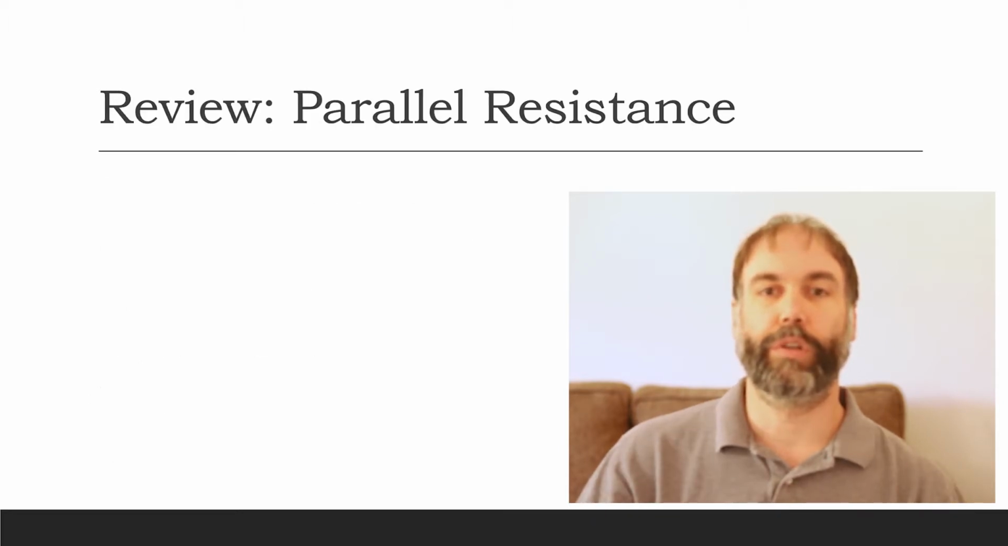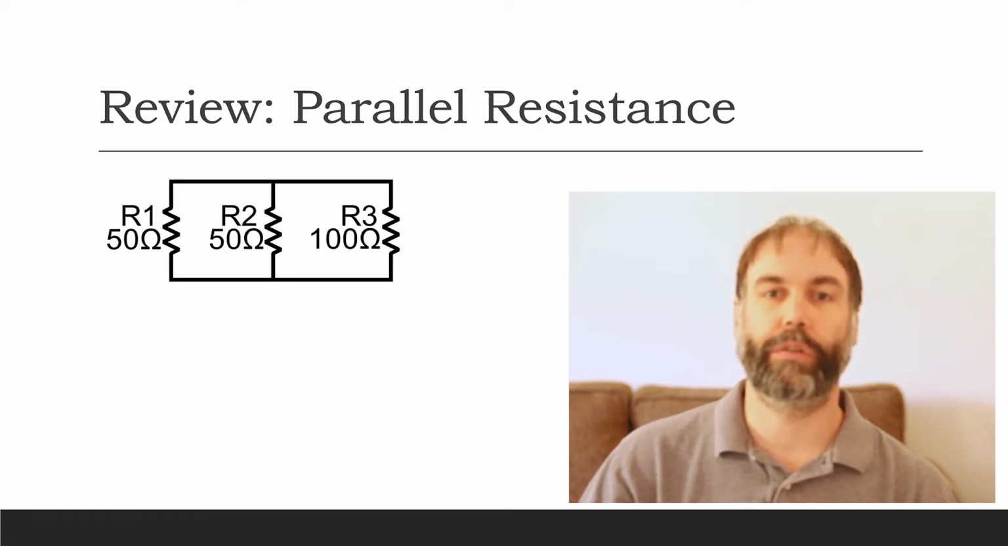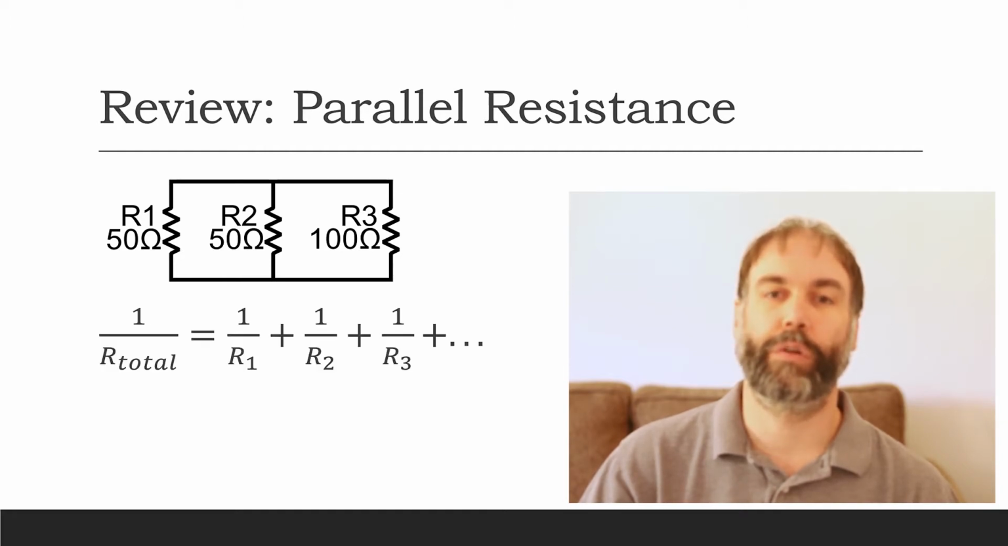Let's start with a quick review of parallel circuits. Remember, we said a parallel circuit looks like this. The beginnings of all of the components are connected to each other, and the ends of all the components are connected to each other. The parallel resistance formula looks like this: 1 over the total resistance equals 1 over the first resistance plus 1 over the second resistance plus 1 over the third resistance, and so on.